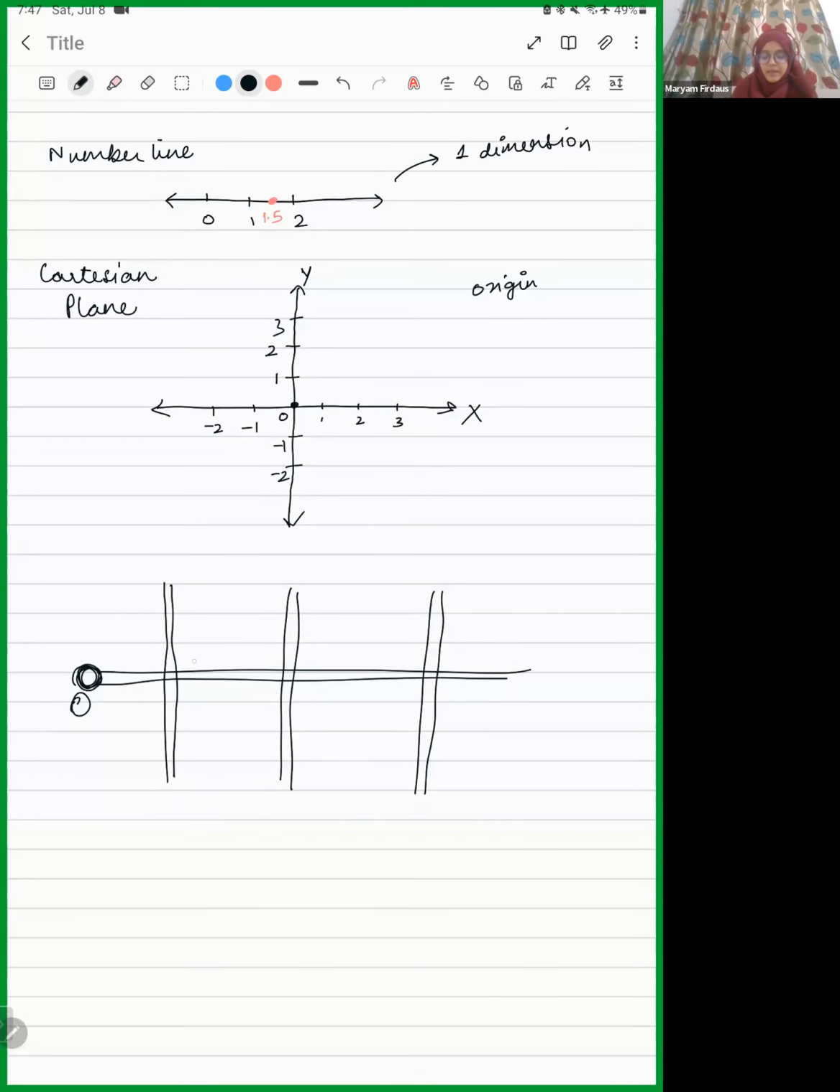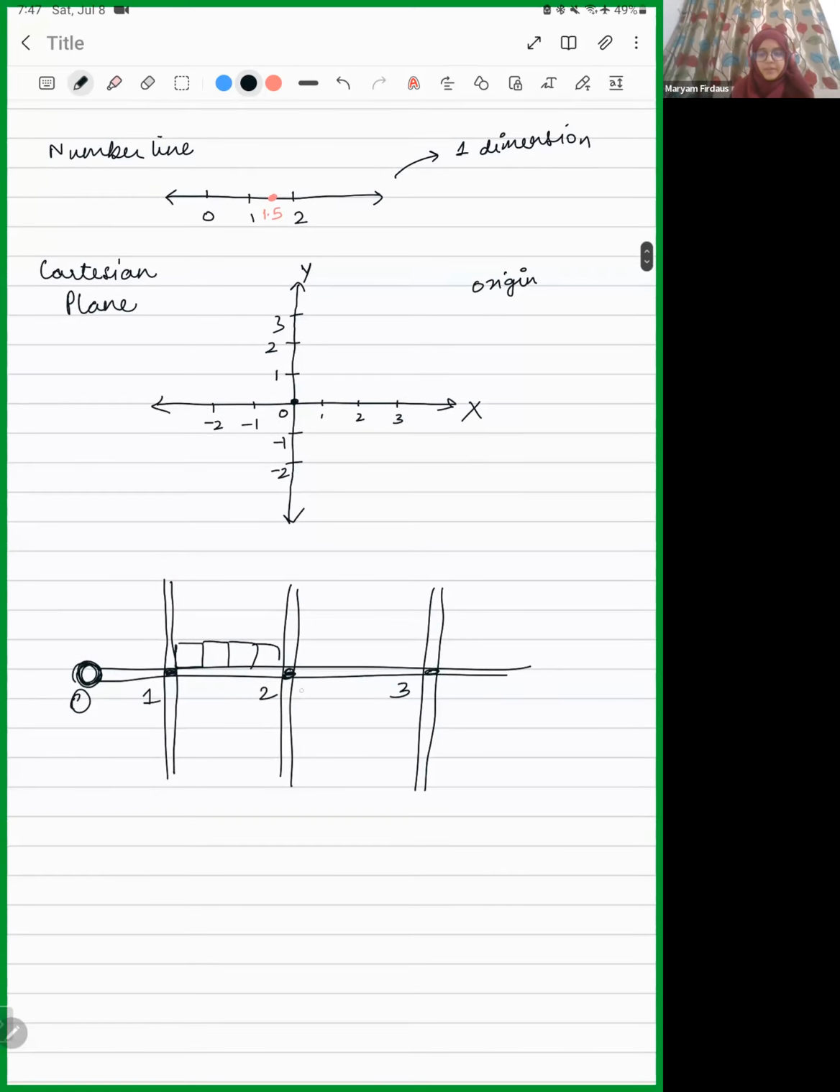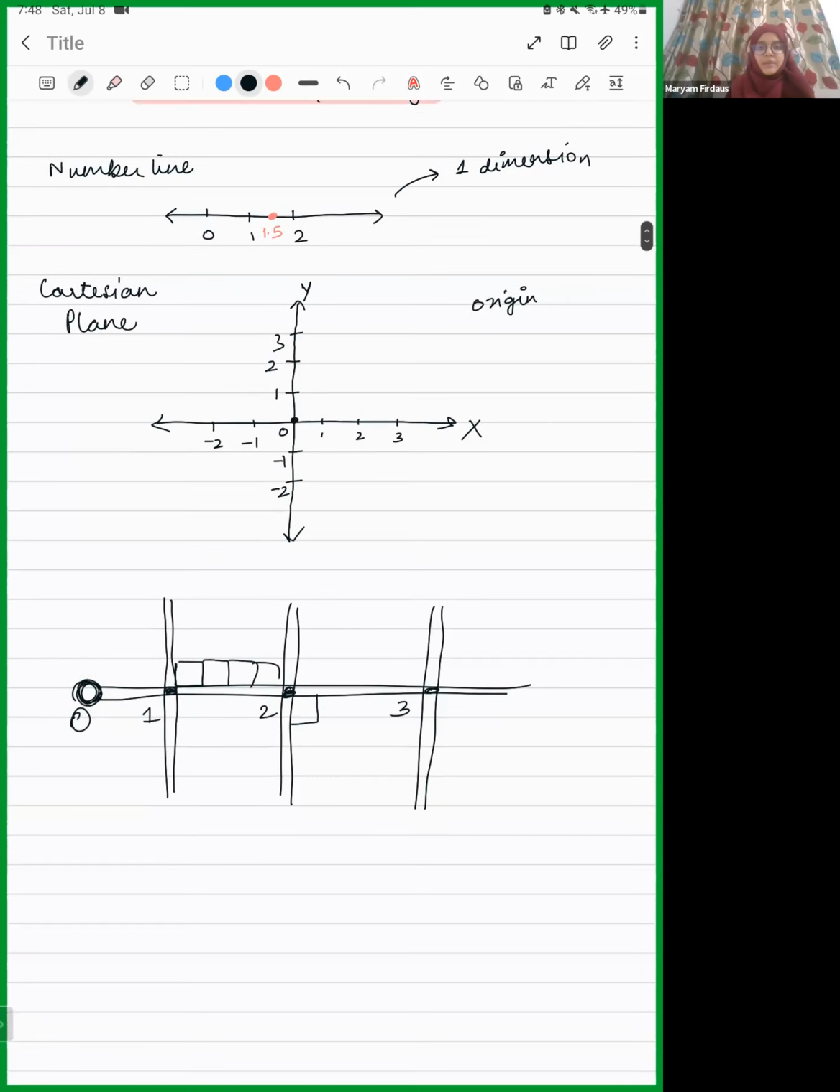And then let's say someone's house is over here. Okay, you have plenty of houses over here. Let's call this the first junction. This is the second junction. This is the third junction, and so on. If you want to say that someone's house is over here, you will need not only one set of directions, like over here in a number line.